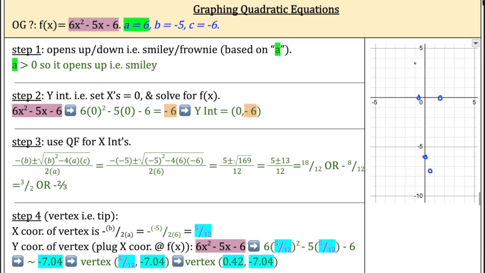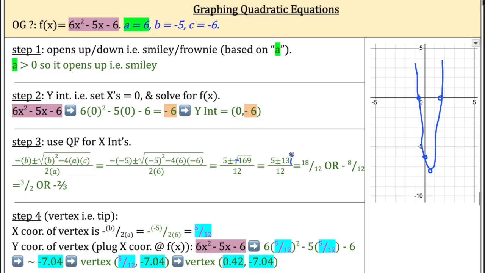Let's see how steady my hand is in drawing this. Here's a smiley here. This is a really crooked smile, but you know what I mean. I'm trying to draw with the mouse. Now, that's how your graph looks. That's an approximation.